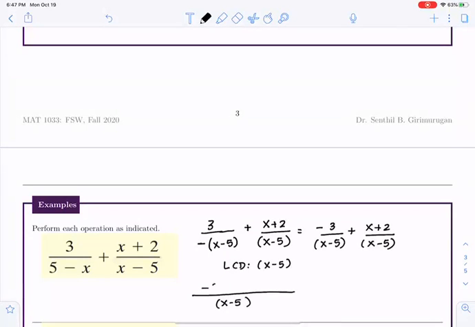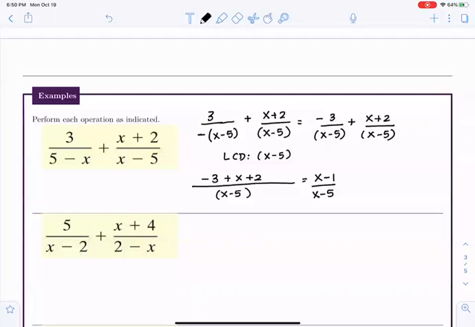So I put the common denominator, which is x minus 5, and simply combine the numerators. So I have minus 3 plus x plus 2. X is by itself, minus 3 plus 2 is minus 1. So we have x minus 1 over x minus 5. We can't simplify this any further, so we will just leave it as is.